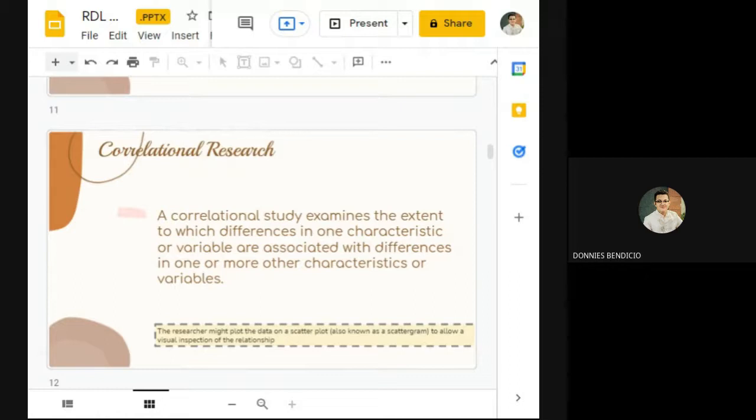Okay. So we also have correlation research. So a correlation study examines the extent to which differences in one characteristic or variable are associated with differences in one or more characteristics or variables. Okay? So we try to understand the relationship between the 2 variables and then try to identify if this has consistency or relationship to one another. So the researcher might plot the data on a scatter plot, also known as the scattergram, to allow a visual inspection of the relationship.